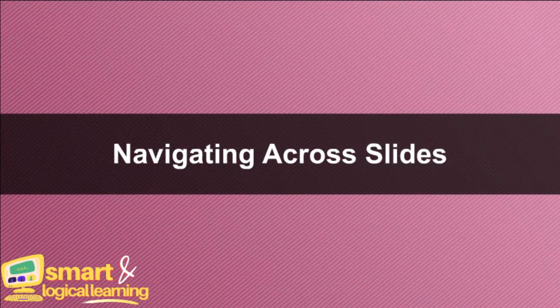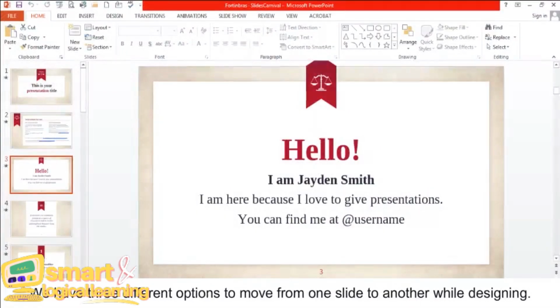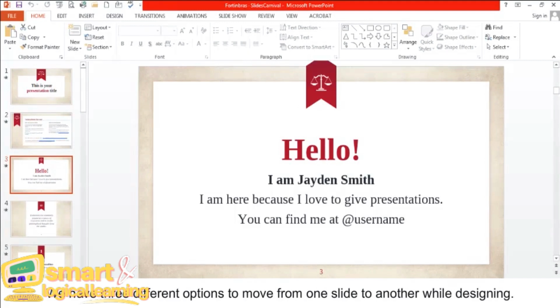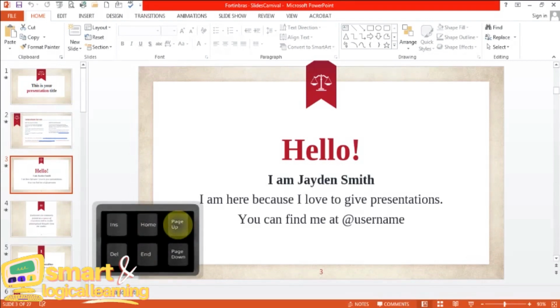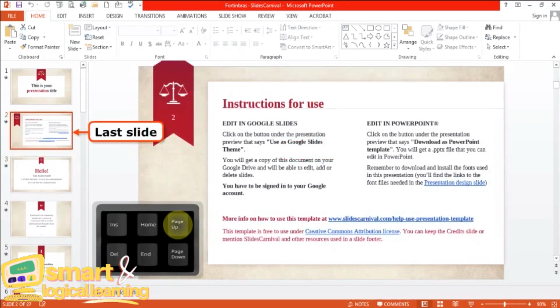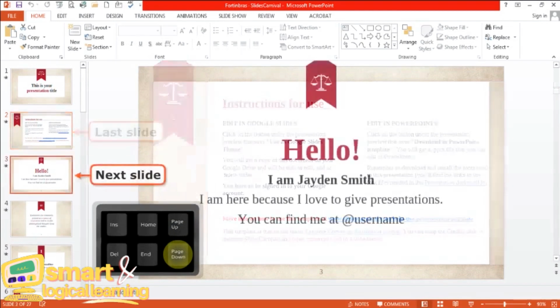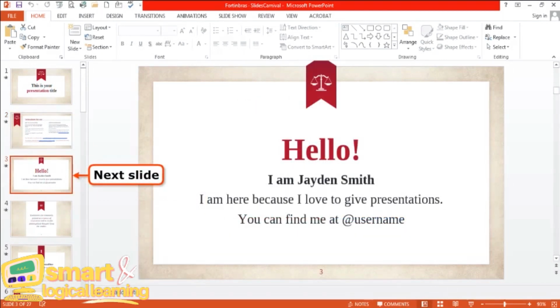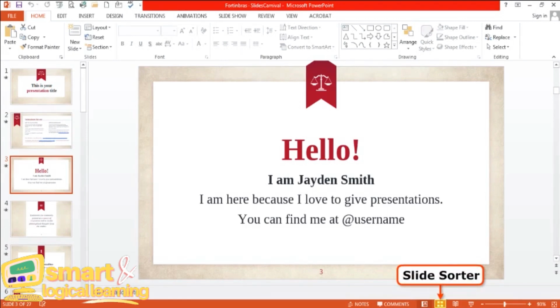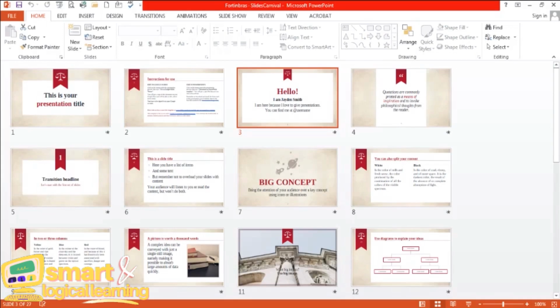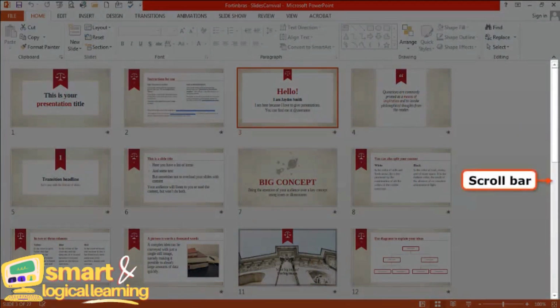Navigating across slides. We have 3 different options to move from one slide to another while designing. We can press the Page Up key to go to the last slide and can press Page Down key to move to the next slide. Click on any of the slides on the Slide Sorter pane to move to that slide. Use the scroll bar to move to next or previous slides.